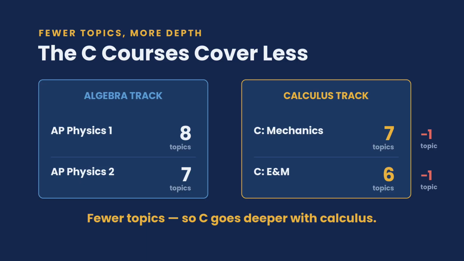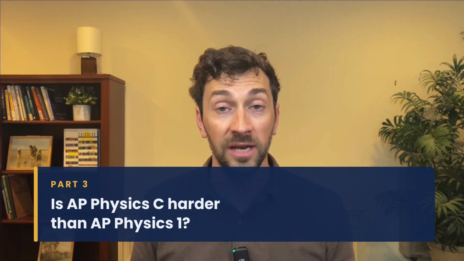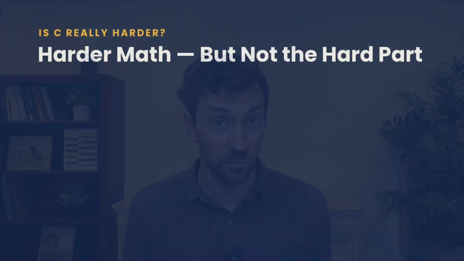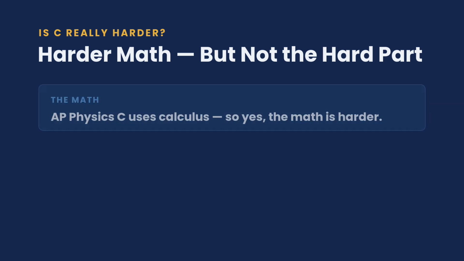Actually, the C-level courses have less material, and that's to allow teachers to go deeper in the mathematics of the topics they do cover. Now, this raises an important question. Is AP Physics C harder than AP Physics 1? If you talk about mathematics, the answer is yes. For AP Physics C, you need calculus. Calculus is really hard and way harder than pre-calc or Algebra 2. So the mathematics that's required for AP Physics C is harder.